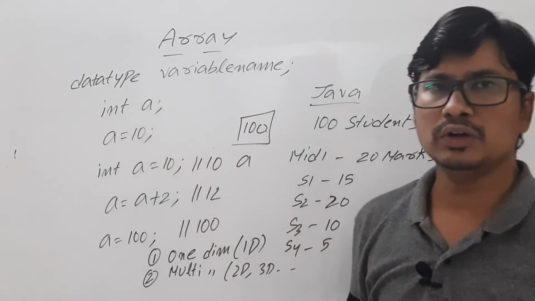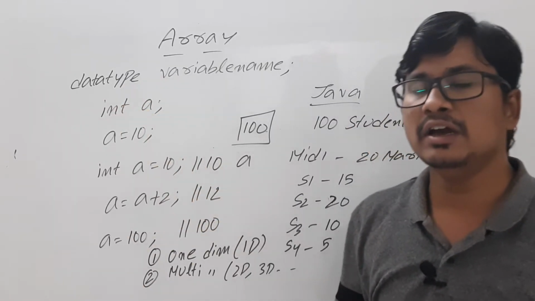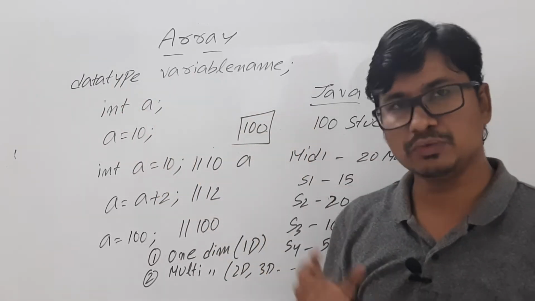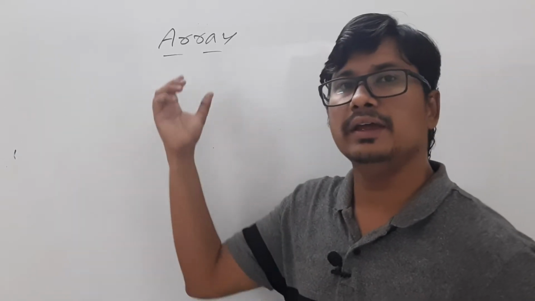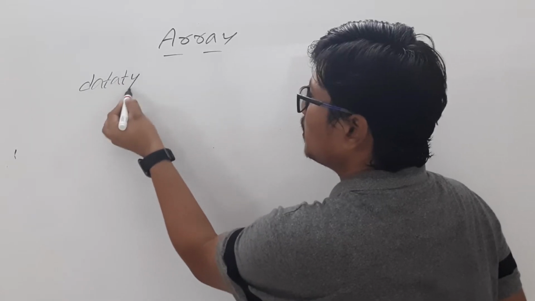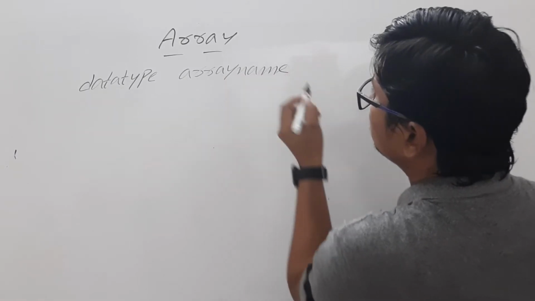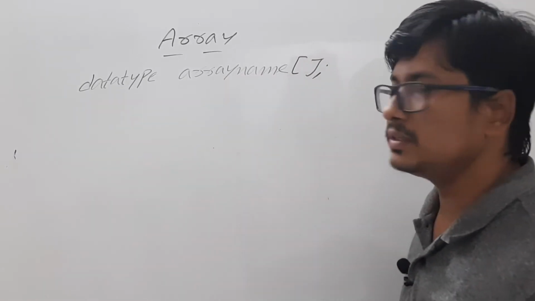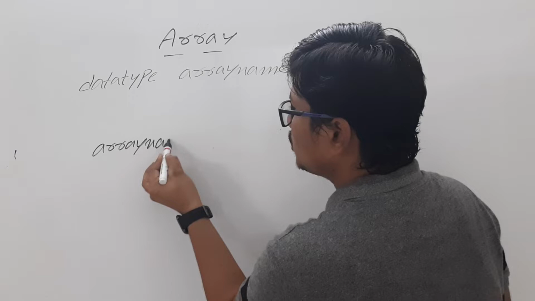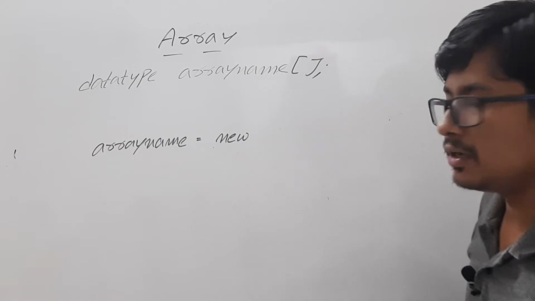Whenever you want to use any variable, you need to declare it and specify the data type. Similarly, we will discuss how to declare an array of a specific data type for a specified size. Now let me declare an array. You need to specify the data type, then the array name, and then the brackets. This is the first line, and then you write the array name is equal to new. Once you use new, then memory will be allocated.